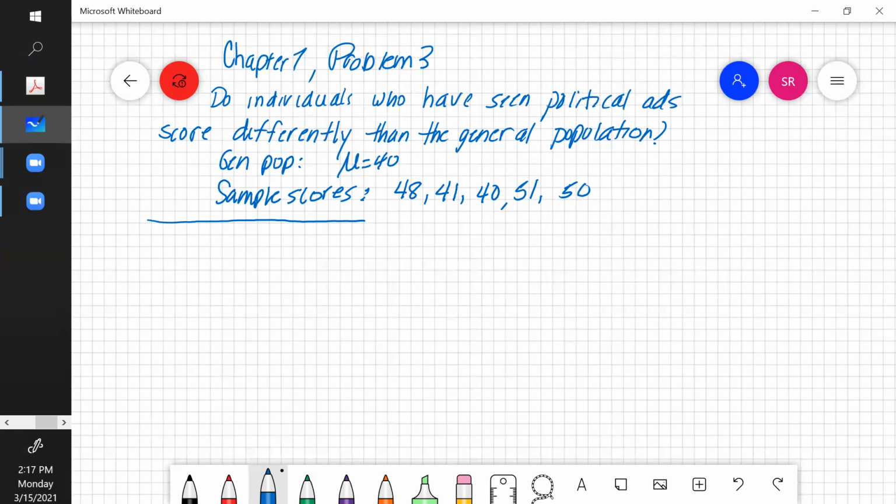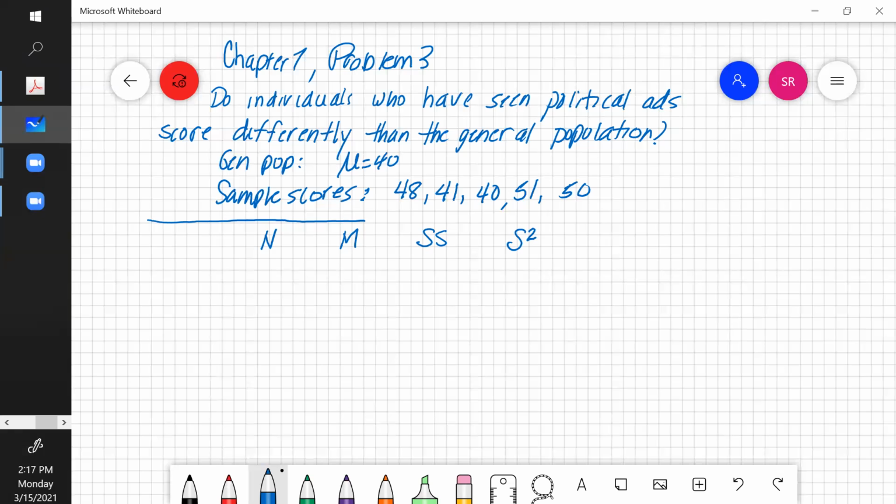And the sample that have watched this political ad scored 48, 41, 40, 51, 50. So let's begin by getting the information we know we're going to need, which is N. We know we're going to need the sample mean. We know we're going to need the sum of squares. And we know we're going to need the variance for that sample. And there's a few more things we're going to need, but we'll wait till we get there.